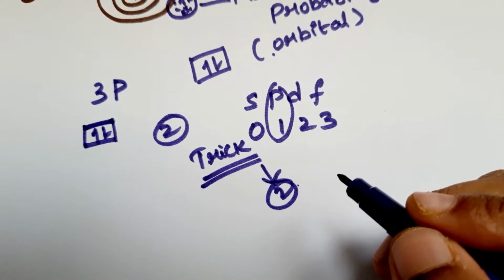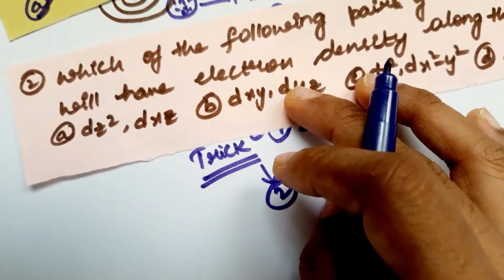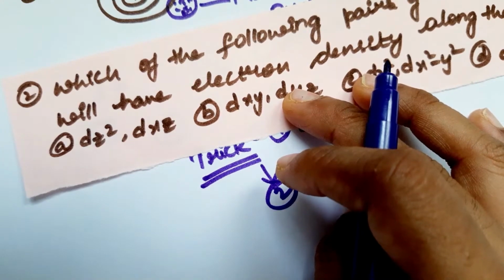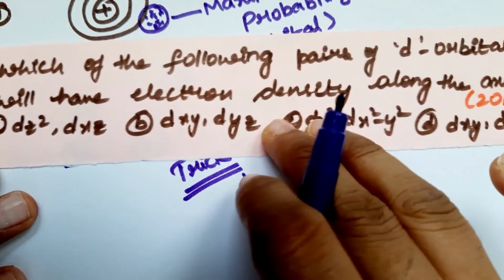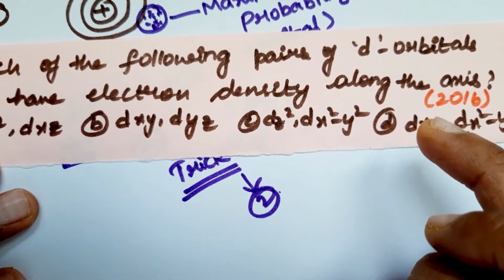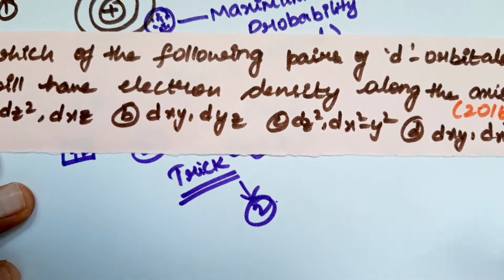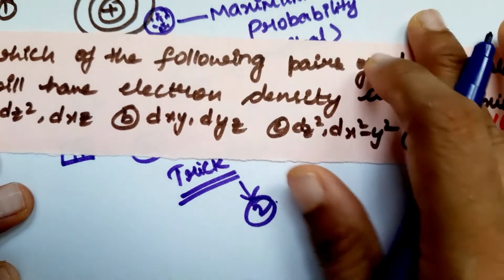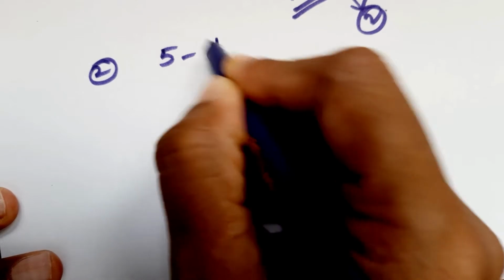This is the first question. If you see the second question: which of the following pairs of d orbitals will have electron density along the axis? It is a 2016 JEE Advanced question. We can easily tell the answer by concept. How many d orbitals are present, students? 5 d orbitals are present.